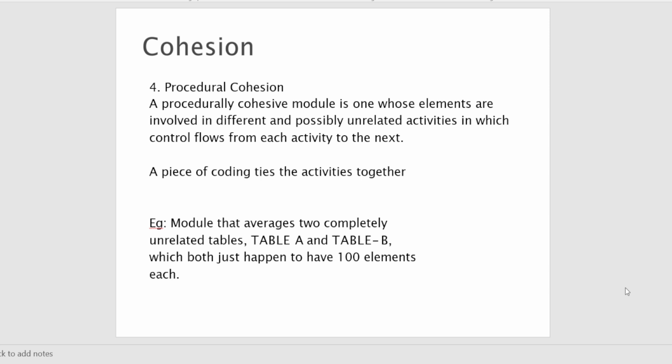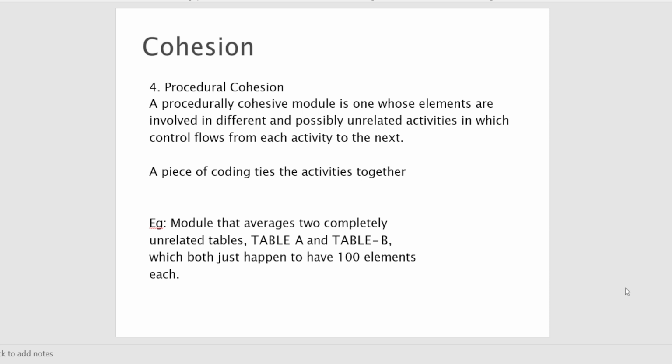The fourth one is procedural cohesion. Procedural cohesion means when we put in two elements which are possibly unrelated activities, we put two things together and we want to execute them one by one sequentially. The procedure takes care of executing multiple unrelated activities in some sequence. So that's why when we create a procedure, we call it procedural cohesion.